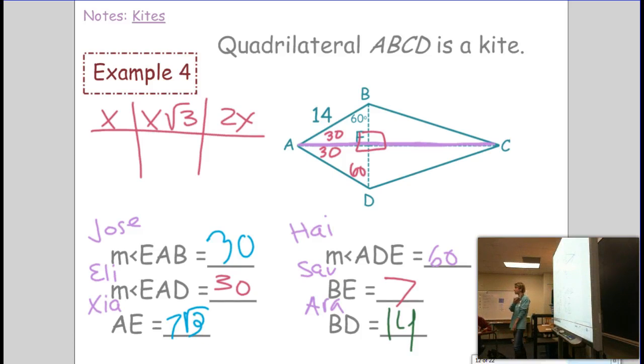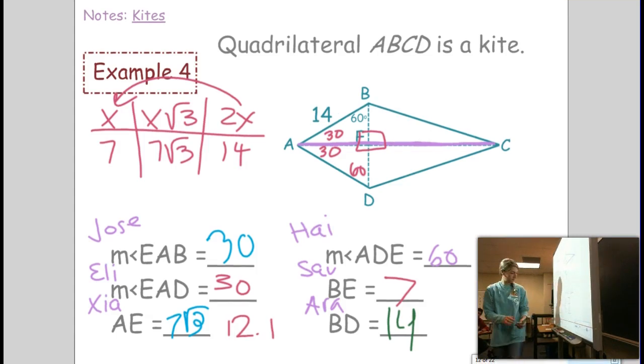Where does the 14 go in the columns? The 2X. Thank you, DJ. How do you undo times 2? What's the opposite of times 2? Thank you, Trent. Divide by 2. So the one across from 30 is 7, and the one across from 60 that Desiah did perfectly is 7 root 3. If you had put 7 root 3 as a decimal, that would not be wrong. You would have gotten 12.1. So if you got 12.1 on this one, that would have been A-OK. And now we can work on our assignment. Yay!